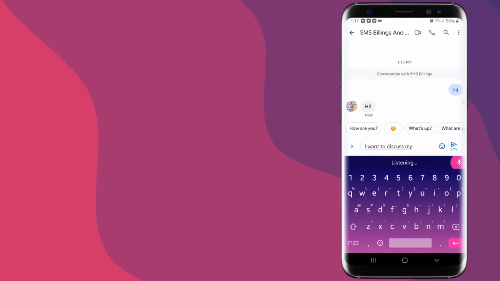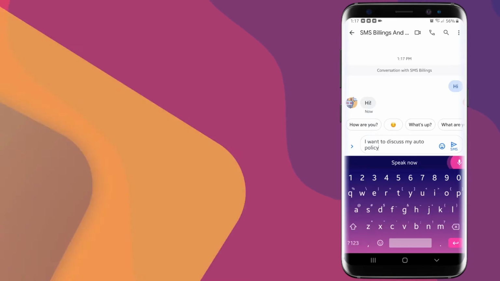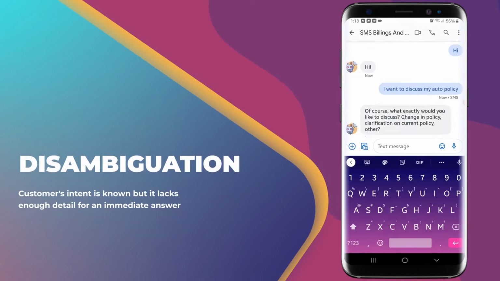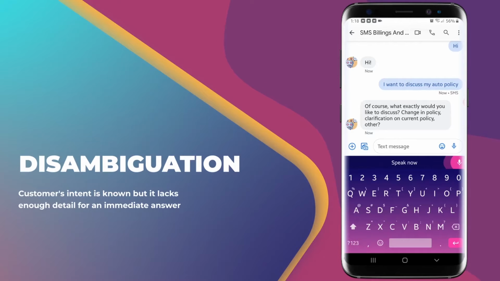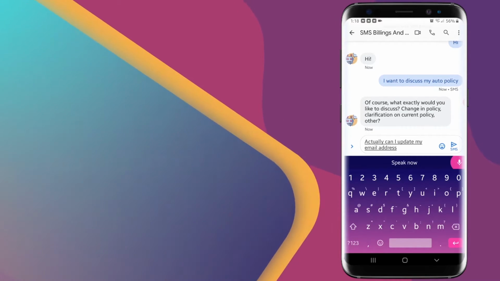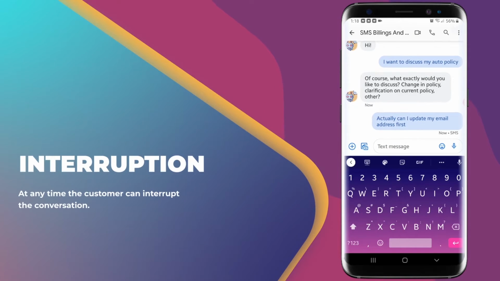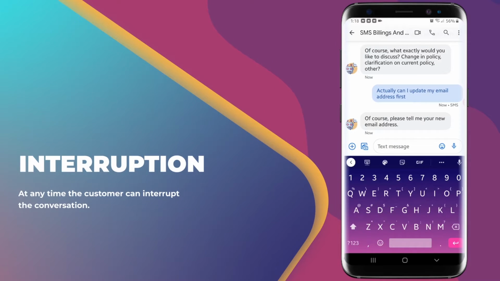The customer is asked a question that isn't specific enough. The agent understands this and has the customer provide some direction. Within the platform, this is referred to as disambiguation. Here, the customer interrupts the current flow of the dialogue, which the agent will happily deal with.